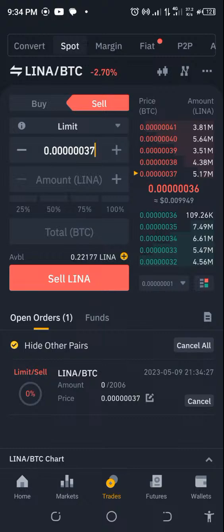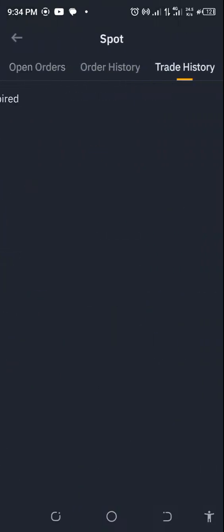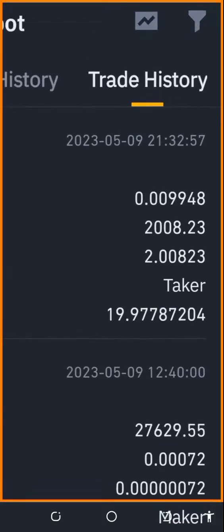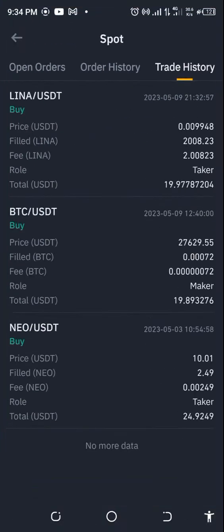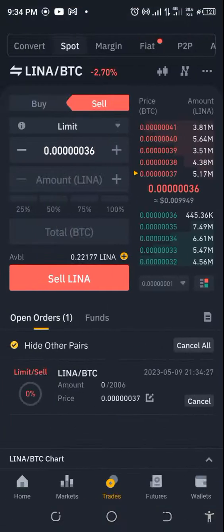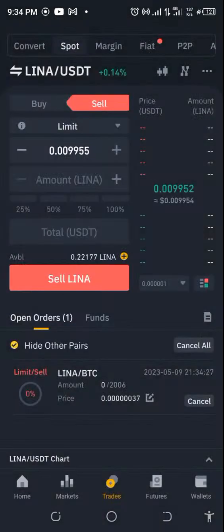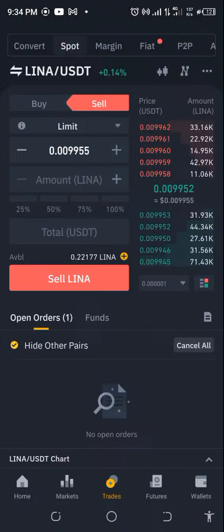Okay, so let me go and check the trade history. We bought this for how much? We bought this for 0.009948. Okay, and we spent 19.97. That means that if I go back, I should have 3 cents. Let me see. Lena USDT. Let's see what we have. Will we have 3 cents?